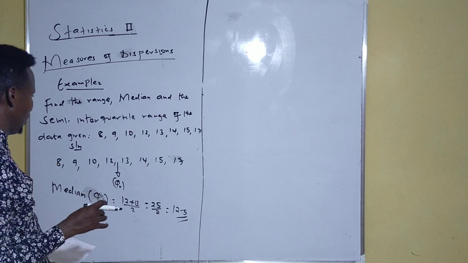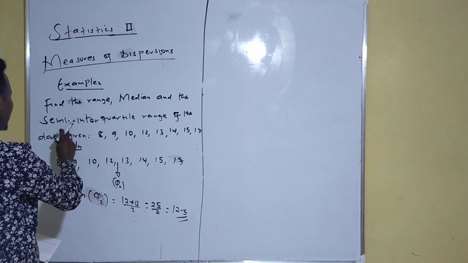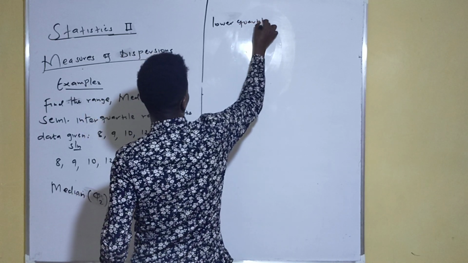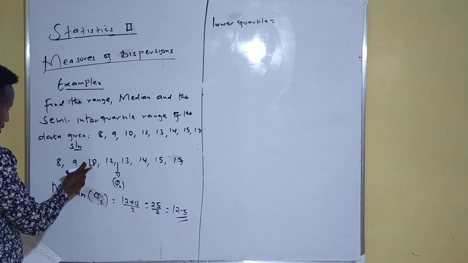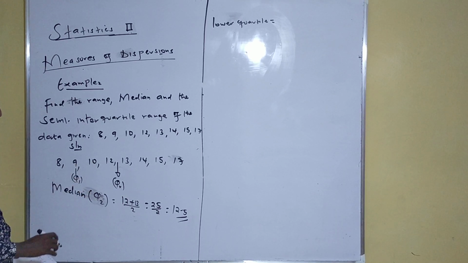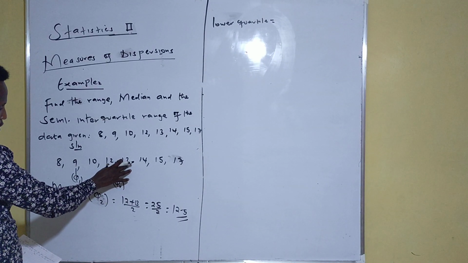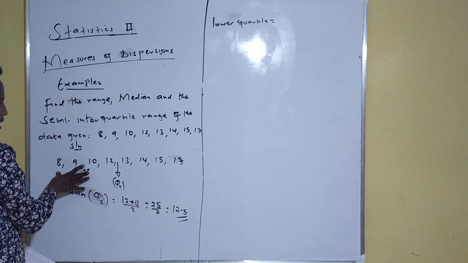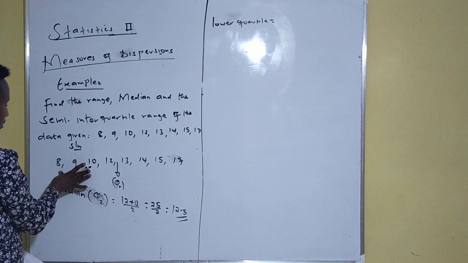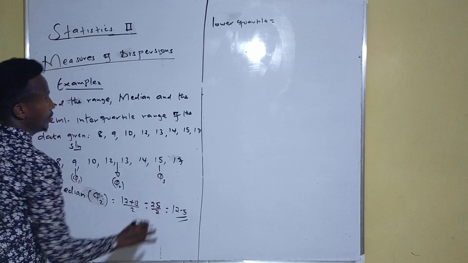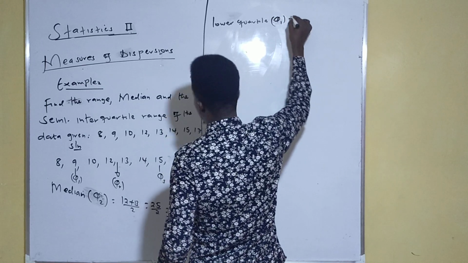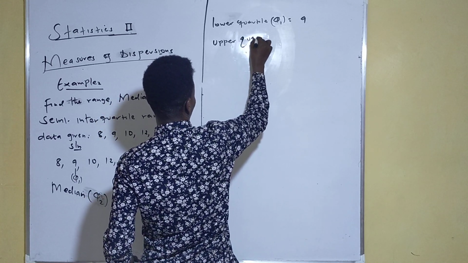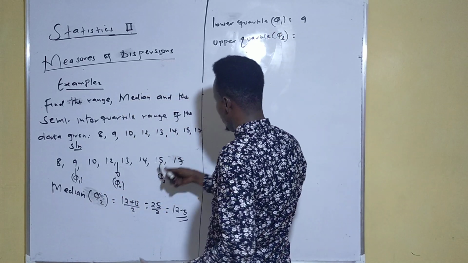Listen very carefully. For us to get the semi-interquartile range, we must have the quartile range, so we must have the lower quartile. The lower quartile will be our Q1. Why? Because if these two have been used for the calculation of the median, then from this 3 we get the lower quartile and from this other 3 we get the upper quartile. The middle one of this 3 is Q1, and of that 3 is Q3. So the lower quartile Q1 is equal to 9. Then the upper quartile, Q3, will be 15.